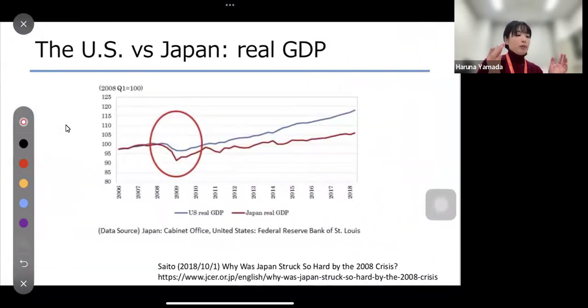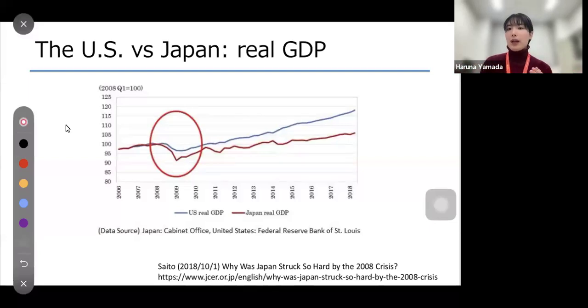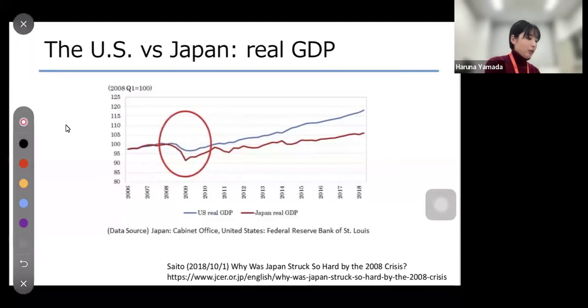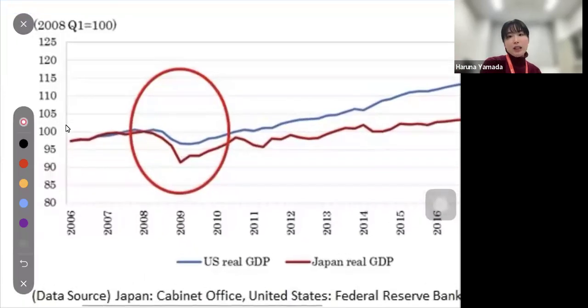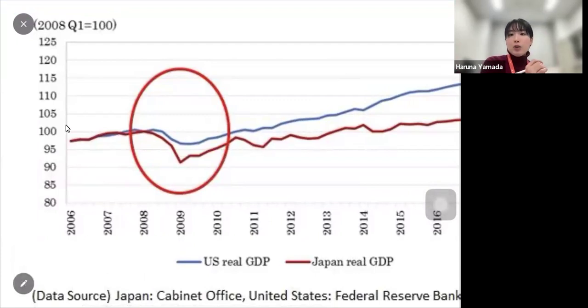So now we compare the impact on real GDP of the US and Japan. You can see that the blue line is US real GDP and the red one is Japan real GDP. Along the global financial crisis, the red one, the Japanese case, is lower than the United States, the blue one. You know that the US is the center of the global financial crisis, but Japan is just a trading partner to the US. But Japan faces much more severe effects on real GDP compared to the US.